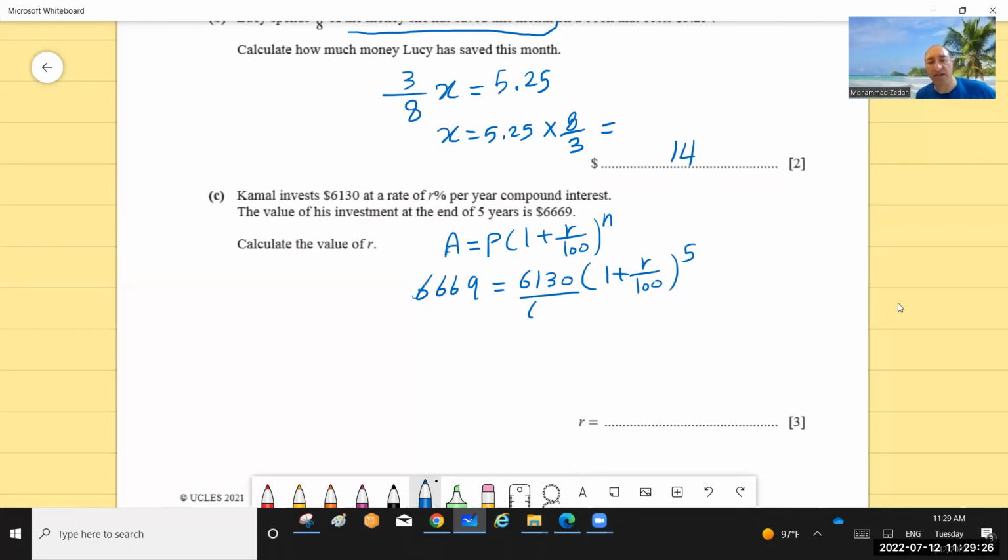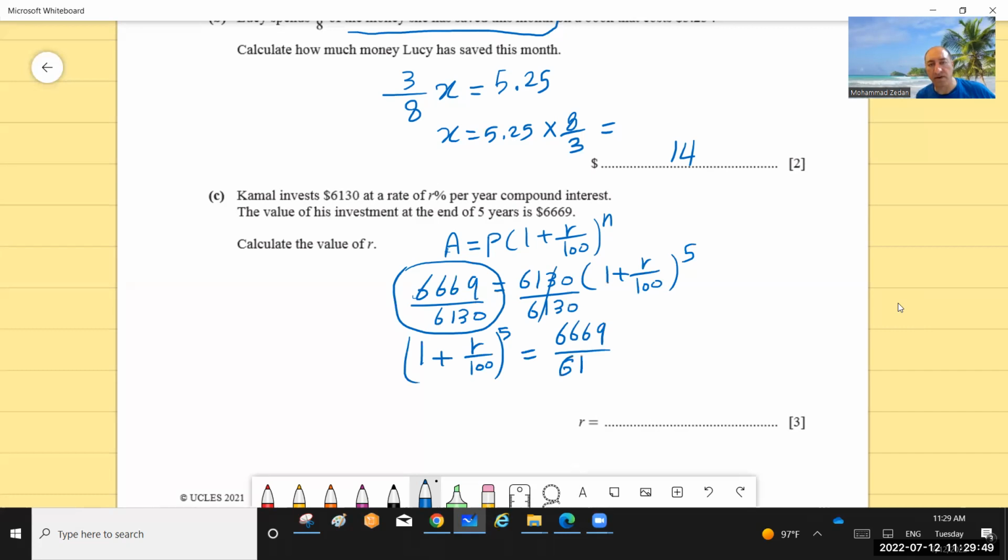So divide each side by 6130. Start with this part now. 1 plus r over 100 to the power of 5 is equal to this ratio. You can calculate this ratio as a decimal, or just leave it, no problem. 6669 over 6130. If you want to remove this power, just take the fifth root. 1 plus r over 100 now, without any power, is the fifth root of 6669 over 6130. You can use a calculator.